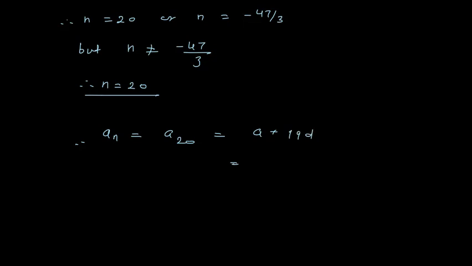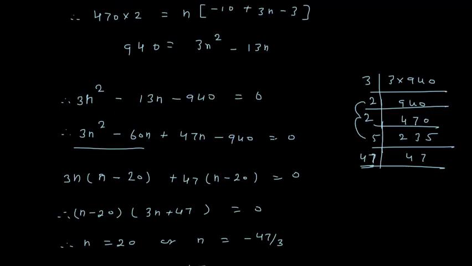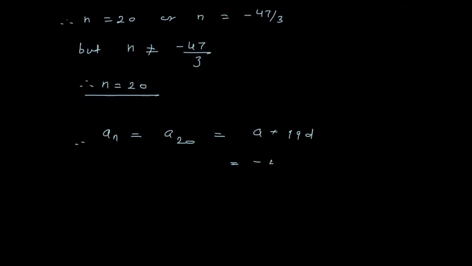Now the value of a we have is minus 5. So minus 5 plus 19 into 3, that is minus 5 plus 57. So this is 52. So a20 is equal to 52. Therefore the value of x is equal to 52.